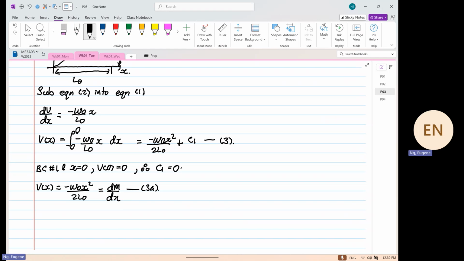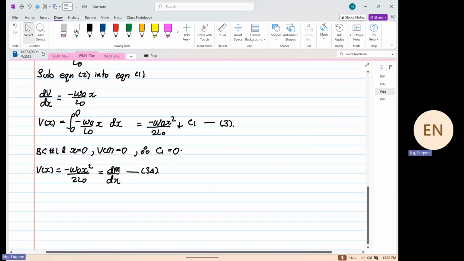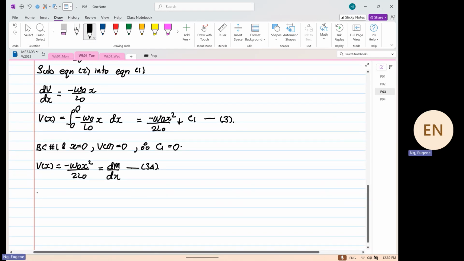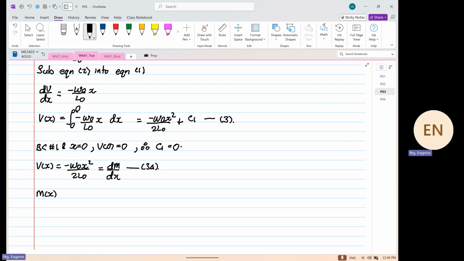Now the next thing that we're going to do is determine our bending moment equation, and we're going to integrate minus omega naught x squared over 2L naught dx. Once we integrate this, it's really straightforward. We have minus omega naught x cubed over 6L naught plus C2. The outcome of this is our equation number 4.